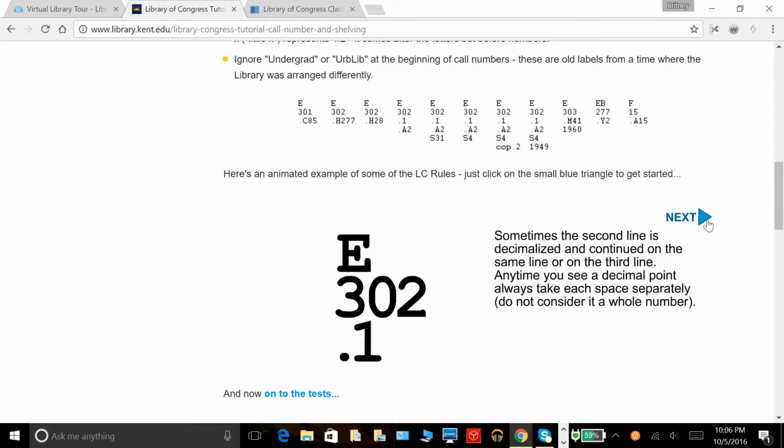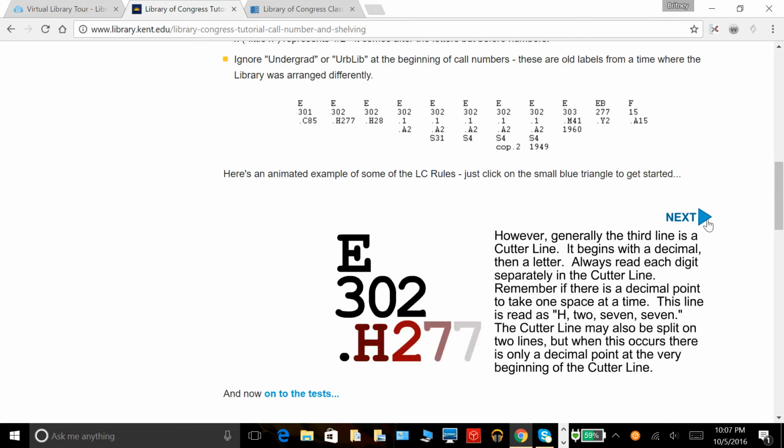Sometimes, not always, your second line is decimaled, and it can continue on the same line or onto the third line. Anytime you see a decimal point, take each space separately. Generally, not always, but majority of the time, your third line is a cutter line. It'll always begin with a decimal, and the letter, again, you're reading each digit separately.